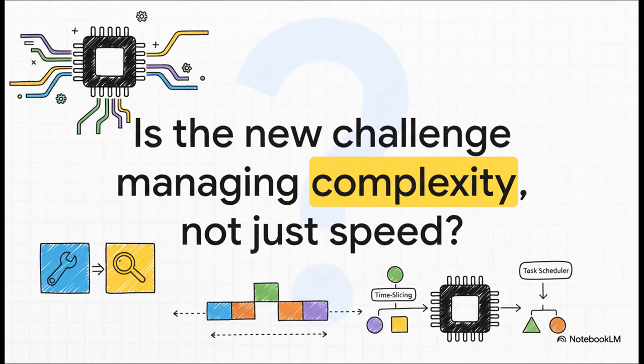And that kind of leaves us with a big final thought. For decades, the name of the game in computing was just speed, speed, speed. But now that we have chips with 8, 16, even 32 cores, the game is changing. Maybe the biggest challenge for the next generation of computing isn't just about raw speed anymore. Maybe it's about finding ways to safely and efficiently manage the incredible complexity that all this power has created.